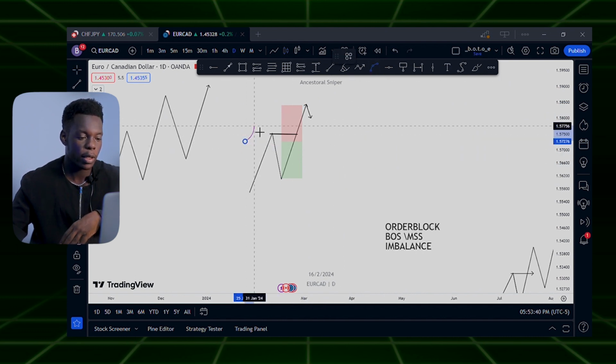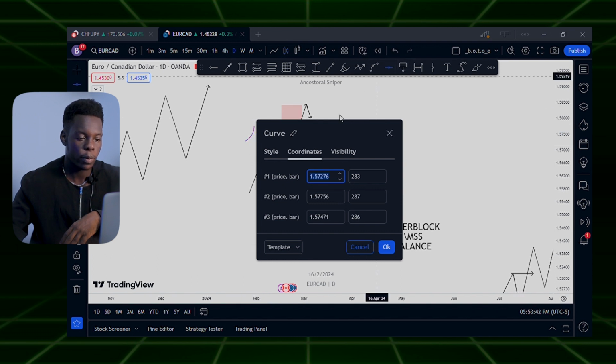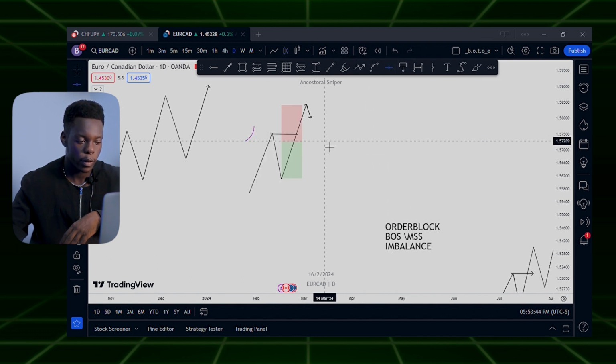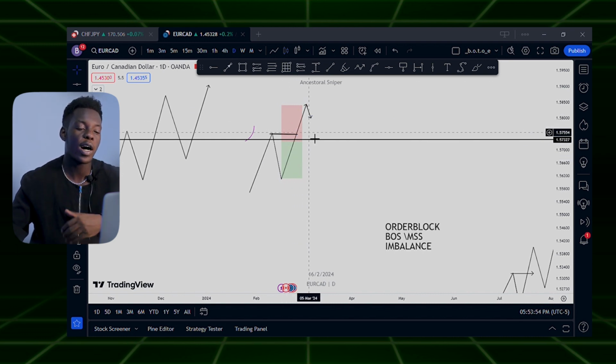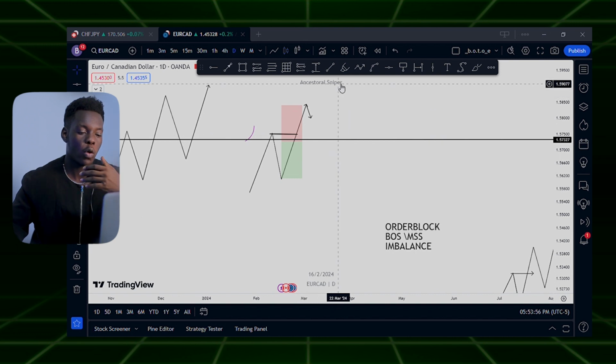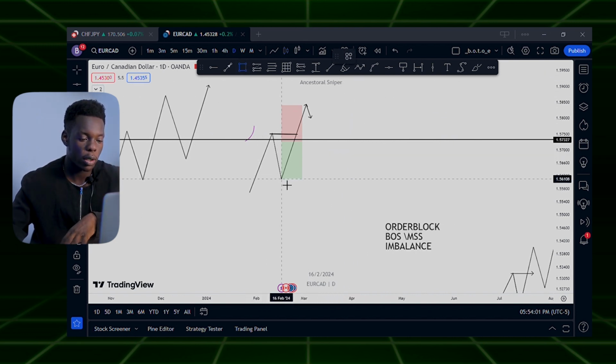So after determining the 50% level of this leg that broke structure to the upside, I'm going to come down a time frame. I'm going to skip a time frame below. If this is a daily time frame, I'll skip the 4-hour and go to the 1-hour time frame. Then on that time frame, I'm going to look for an order block. An order block right over here.